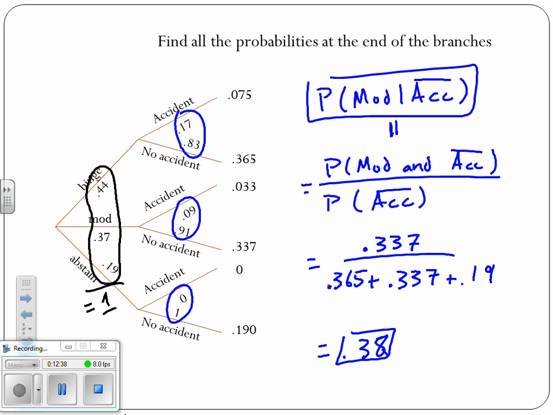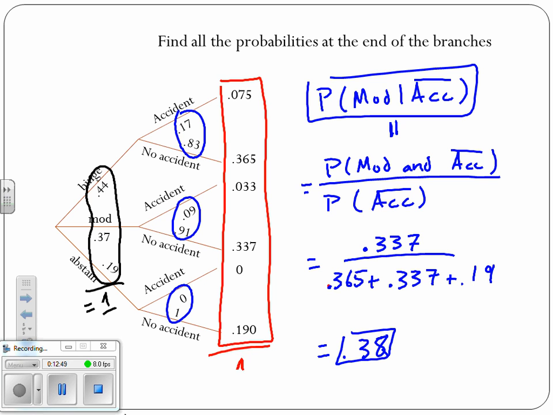And then the final check to make sure your tree's set up right: if you do the full branch and multiply those things together to figure out the probabilities at the end of each branch, these again should sum to 1. So as you're setting these things up, that's a quick check to make sure that we set them up the right way.